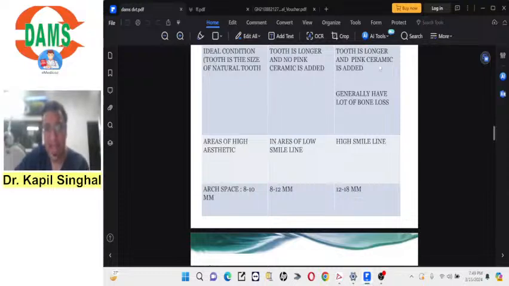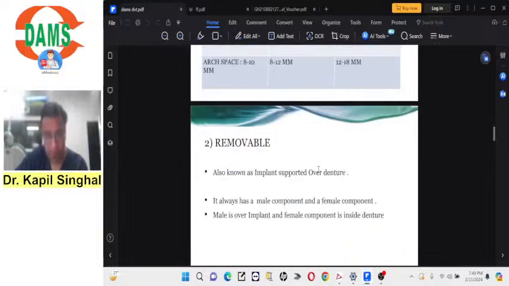So FP3 has pink ceramic added to it. अगर वो क्वेश्चन बोलता है tooth is longer and pink is added in the prosthesis, answer would be FP3. Okay.